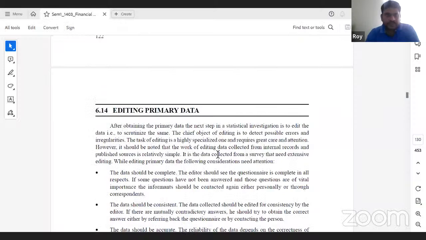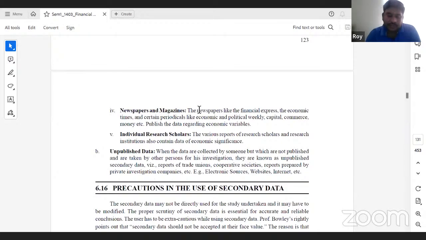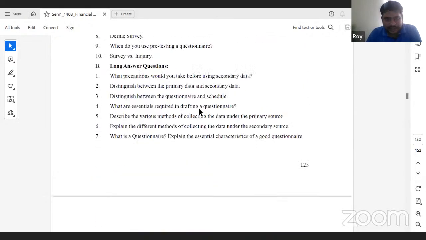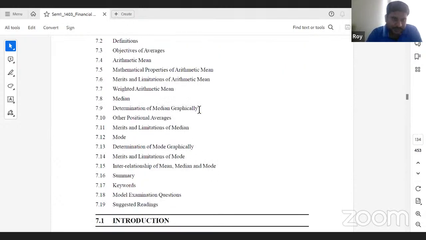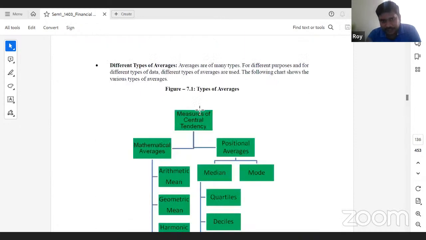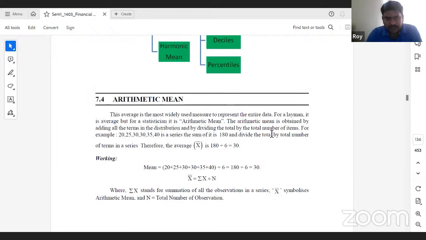Under primary data, we discussed different things and the sources of primary data. That means how you will get the primary data, we have seen, and how you will get the secondary data, we have seen. After that, we went to the measures of central tendency. In that, we have seen the types: arithmetic mean, geometric mean, and under that, median and mode.